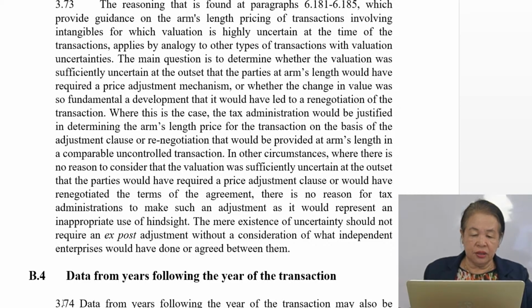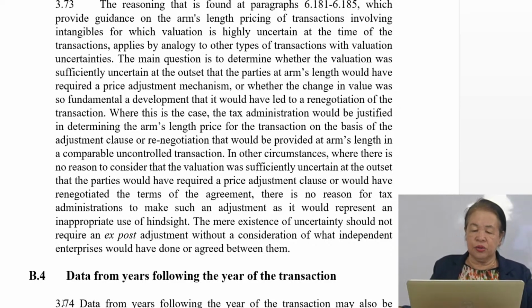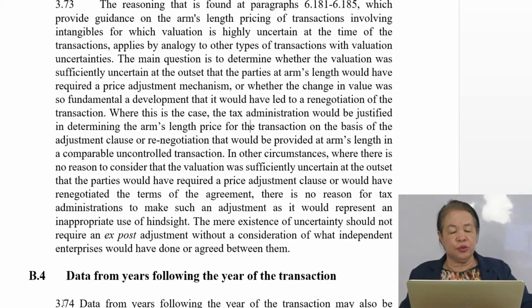In other circumstances where there is no reason to consider that the valuation was sufficiently uncertain at the outset that the parties would have required a price adjustment clause or would have renegotiated the terms of the agreement, there is no reason for tax administrations to make such an adjustment, as it would represent an inappropriate use of hindsight. So the mere existence of uncertainty should not require an ex post adjustment without a consideration of what independent enterprises would have done or agreed between them.